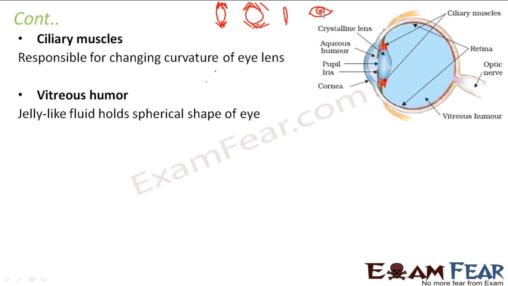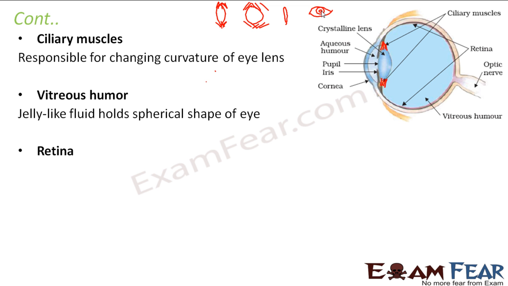So this vitreous humor actually maintains the spherical shape of the eye. Like how you would have seen that if you take a balloon and fill water inside it, what happens? The balloon gets inflated. So the spherical shape of the balloon is because of the fluid which is present inside it. Similarly, for the eye also, the spherical structure is maintained because of this vitreous humor.